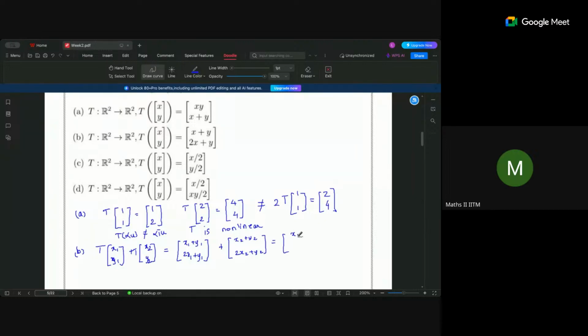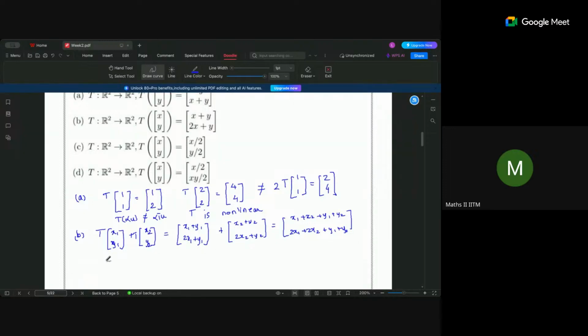Now let's add the vectors together. So you get x1 plus x2 plus y1 plus y2. So this is just addition of scalars, and I'm just shifting their positions for the next step. So next you have 2x1 plus 2x2 plus y1 plus y2. Okay. Now what is T of x1 plus x2, y1 plus y2? It is x1 plus x2 plus y1 plus y2 and 2 times x1 plus x2 plus y1 plus y2, right?